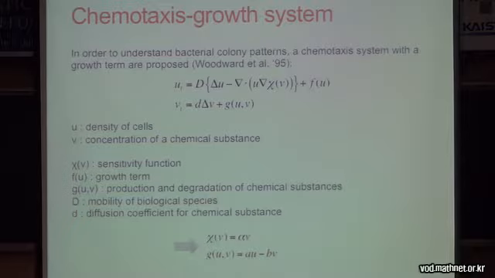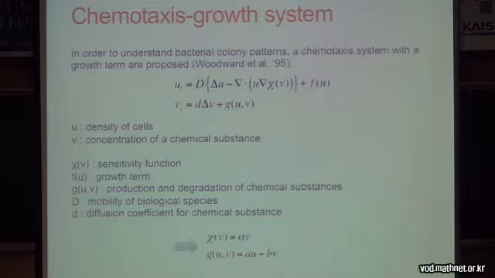And in the equation for V, G of U, V means production or degradation of chemical substances. Here, in this talk, I always use this function form: A U minus B V. This means the biological species U produce chemical substance at a constant rate A. On the other hand, this chemical substance is evaporated at constant rate B.